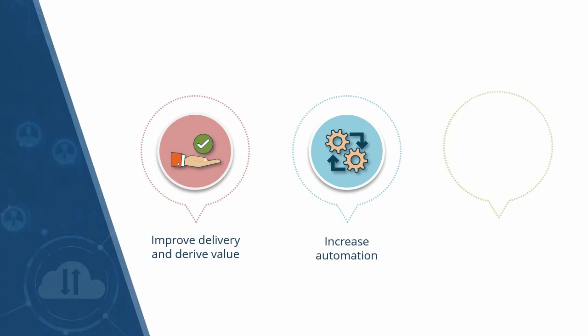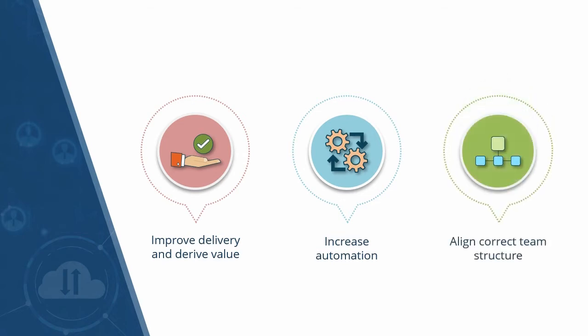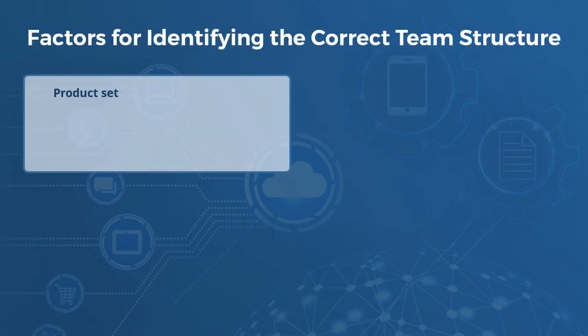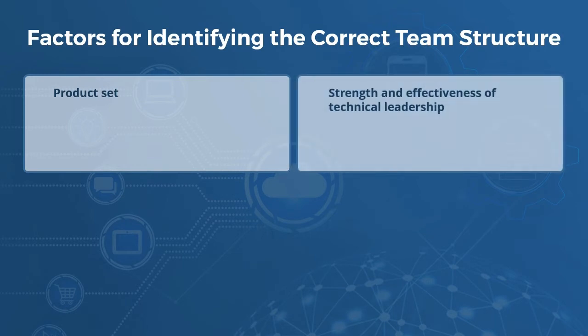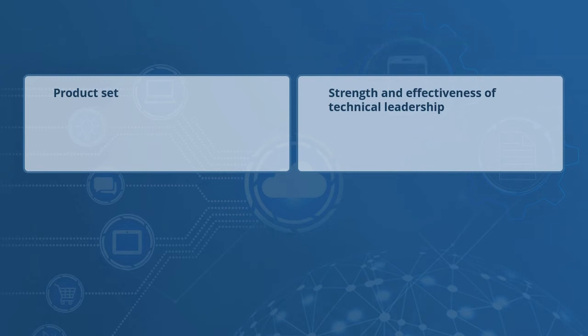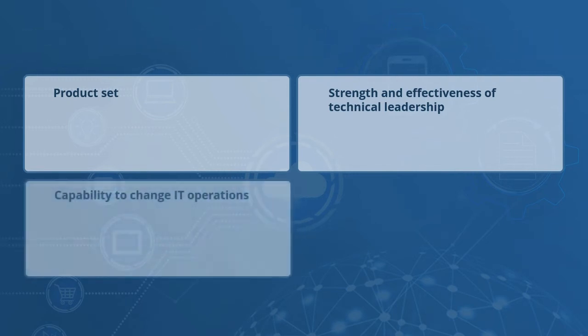Third essential objective is to align the correct team structure, because team structure plays an essential role in enabling the right collaboration. Now let's try to understand the factors for identifying the correct team structure. We need to focus on the product set which needs to be developed for the organization. Second, we need to identify the strength and effectiveness of technical leadership, and we need to ensure that dev and ops have a shared goal. Third, we need to enable the capability to change IT operations by making it more agile.